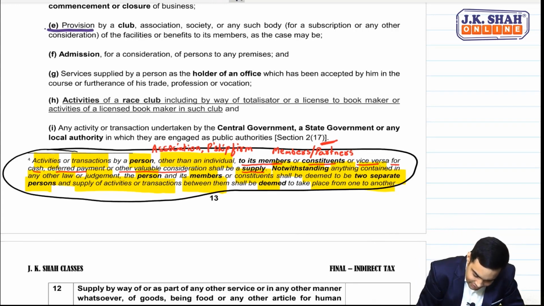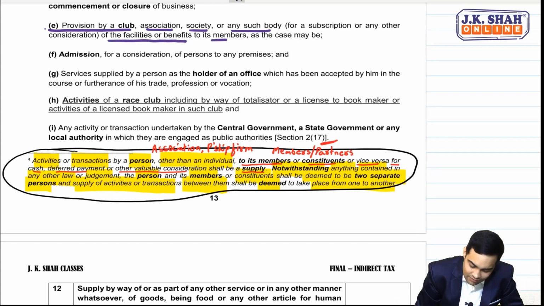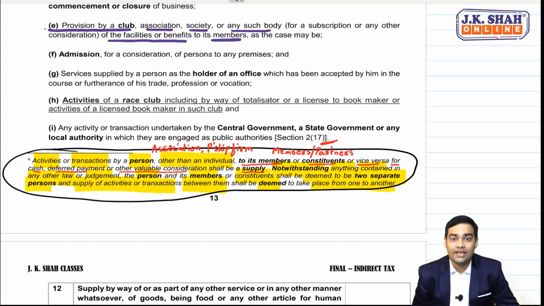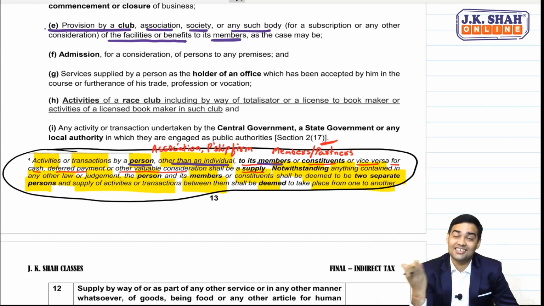See this E point. Provision by a club, association, society, or any other member of facilities or benefits to its members. Here they were talking about club, association, society. But if you see the amendment, it is much wider. A person other than individual to its members, which can cover partnership firm and partners as well. So if a partner is providing a service to partnership firm, liable to GST. Partnership firm providing service to partner, liable to GST. Clear? Great.